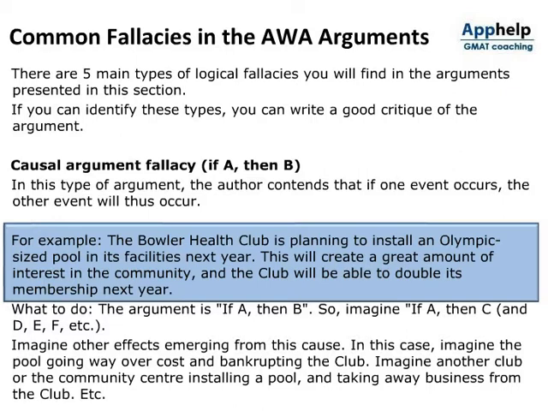For example, the Bowler Health Club is planning to install an Olympic-sized pool in its facilities next year. This will create a great amount of interest in the community, and the club will be able to double its membership next year. What to do? The argument is if A, then B. So, imagine if A, then C and D, E, F, etc. Imagine other effects emerging from this cause. In this case, imagine the pool going way over cost and bankrupting the club. Imagine another club or the community center installing a pool and taking away business from the club, etc.